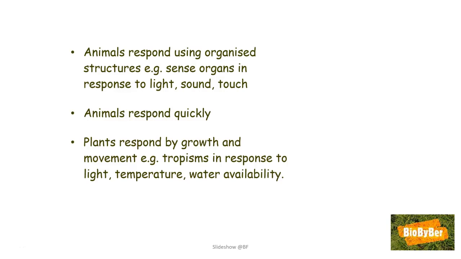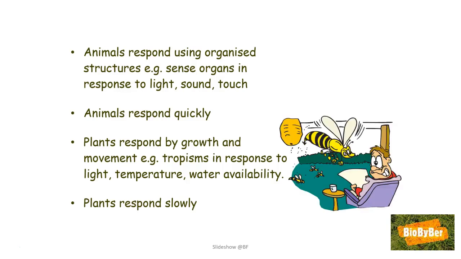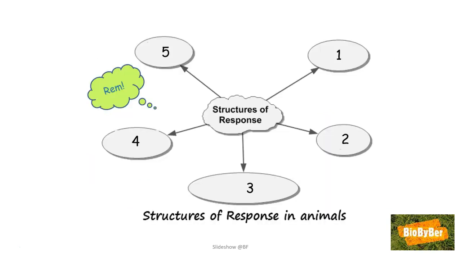Plants respond by growing and moving and growing towards the sun, perhaps. We would have had this idea in the unit on tropisms, where the plants can grow in response to light, temperature, and the availability of water. Plants respond slowly. Where have we met this before? Well, do you remember we studied the structures of response?